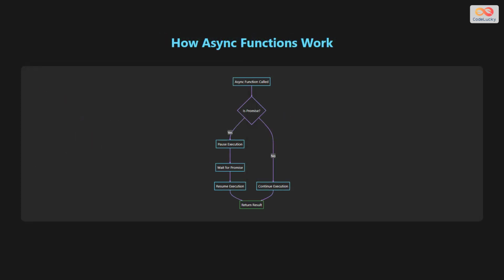This slide explains how async functions work using a flowchart. When an async function is called, it checks if the operation involves a promise. If it does, the function's execution pauses, and it waits for the promise to resolve. Once the promise either resolves or rejects, the function resumes. If a promise is not involved, it continues execution. Finally, the result of the operation is returned. Async functions help manage asynchronous code in a more readable and manageable way.